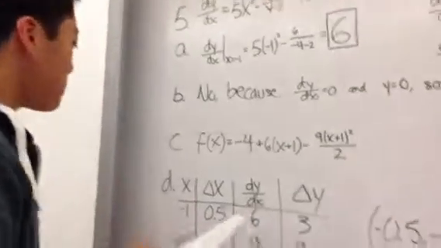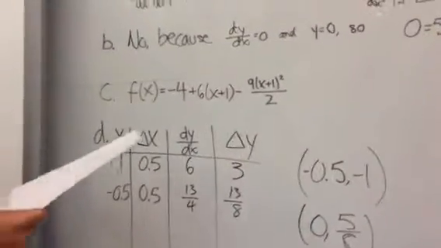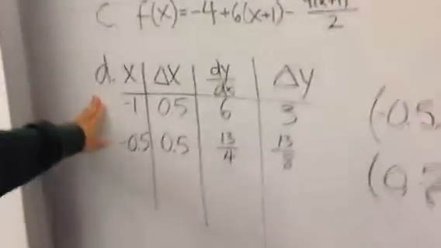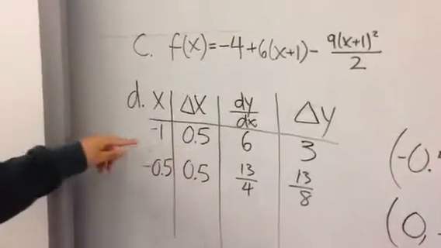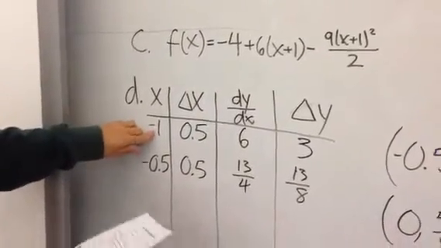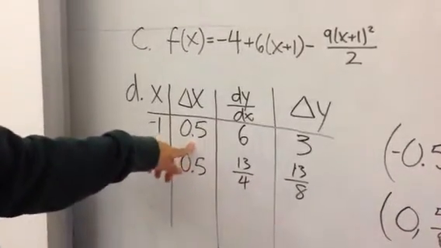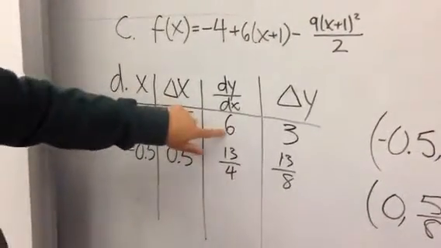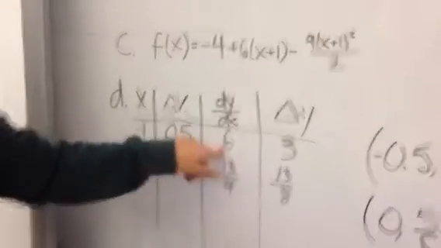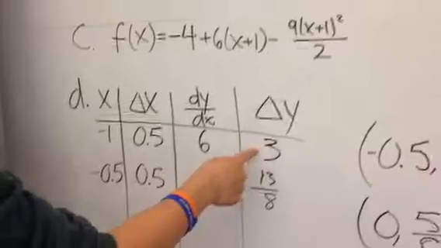For part D, it asks using Euler's method, starting at x equals -1 with 2 steps of equal size, to approximate f of 0. If it's 2 steps of equal size, each step would have to be 0.5. So x equals -1, the change in x is 0.5, and because you plug -1 and -4 into dy/dx, the slope is 6 at x equals -1. If you multiply that by 0.5, the change in y is 3.